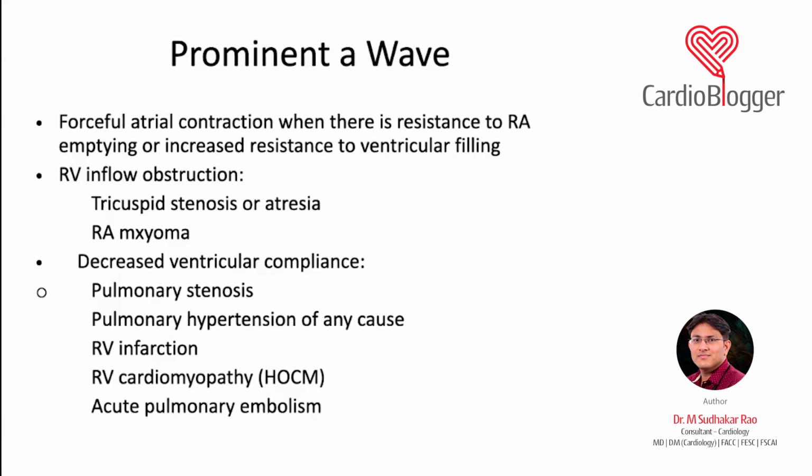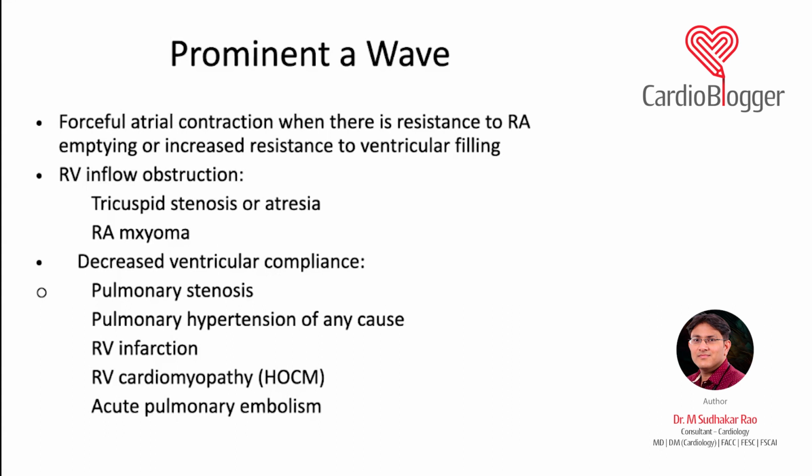One important cause is hypertrophic cardiomyopathy and aortic stenosis. Many people will ask you, in case of aortic stenosis, which wave is prominent? It is a prominent A wave. What happens is, because of the AS and hypertrophic cardiomyopathy, there is a severe left ventricular hypertrophy which shifts the interventricular septum to the right side.